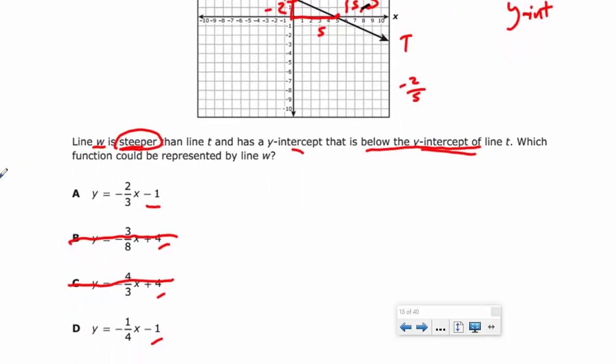So here's the real question. If I ignore the sign here, if I ignore this negative and this negative, which fraction, 2/3 or 1/4, is actually bigger than 2/5? As it turns out, 2/5 is actually bigger than 1/4, so this can't be possible. This is actually shallower. So I'm going to get rid of this, knowing that. This answer is correct because 2/3 is in fact a bigger number than 2/5, and therefore it'll be steeper. So your answer is A for this one.